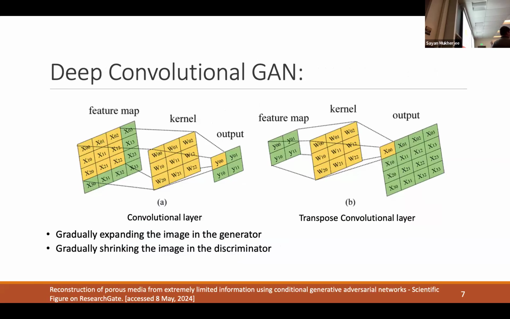As has been introduced before, we use convolutional neural network layers to help identify the patterns in the image.